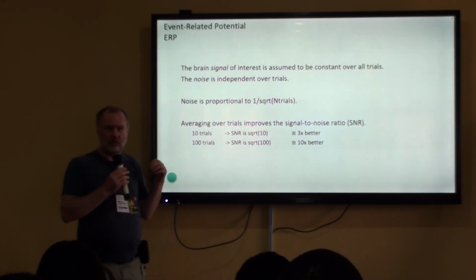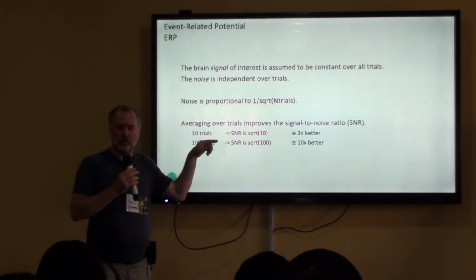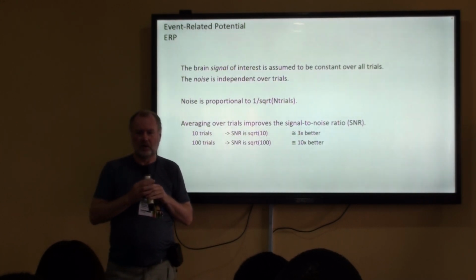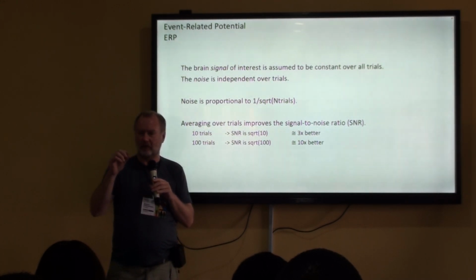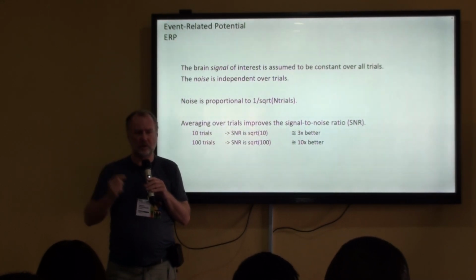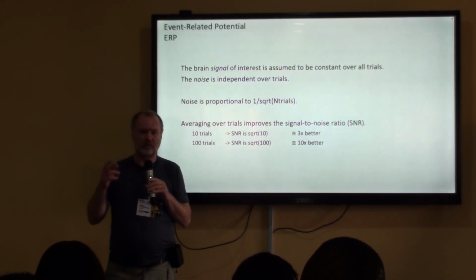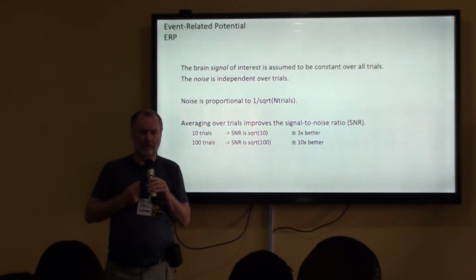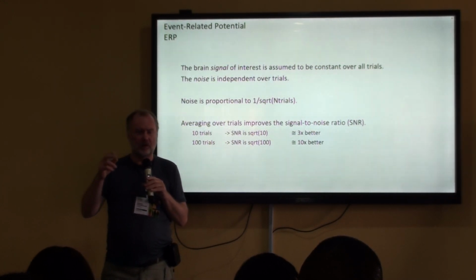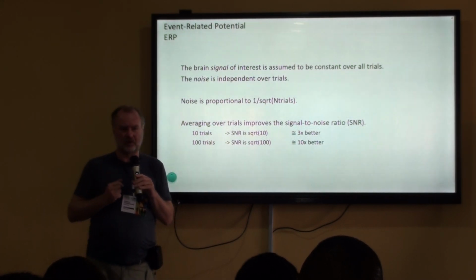If we then average, the noise in the average is going to be proportional to 1 divided by the square root of the number of trials. So if we average over 2 trials, the square root of 2 is 1.4. So if I average over 2 trials, the noise is going to get 40% less. If I average over 4 trials, the square root of 4 is 2, then the noise is going to get a factor of 2 less.